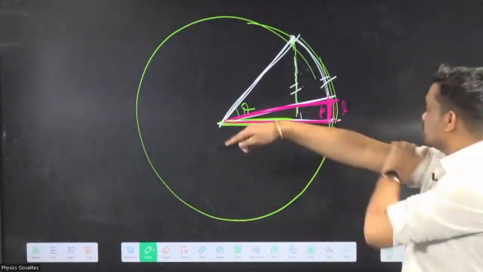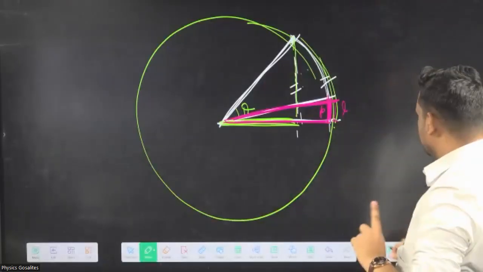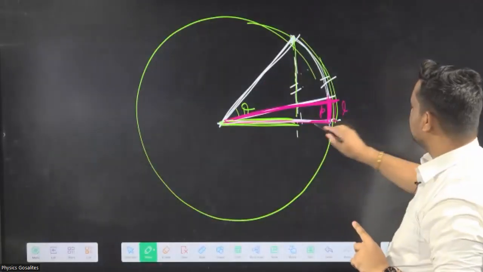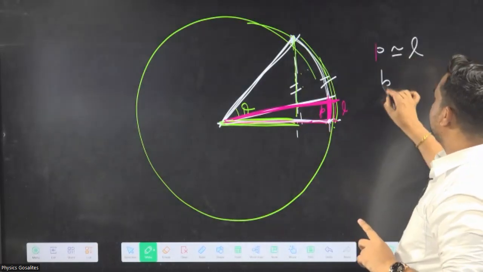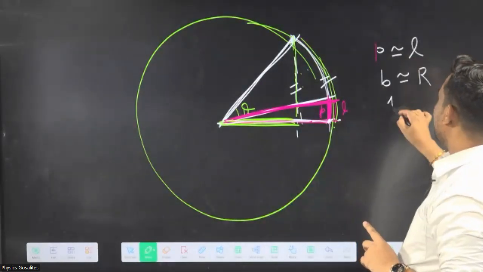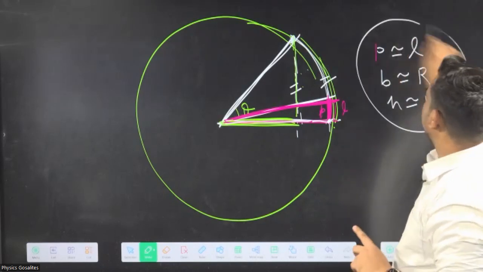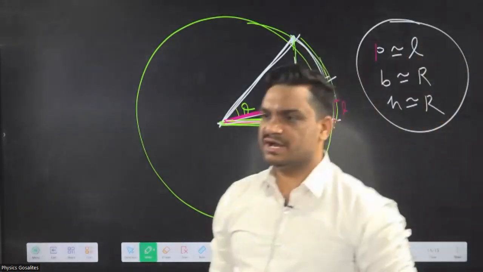So I can say that for a small angle, the base is small. Perpendicular P is almost equal to L, base is almost equal to R, H is equal to R. Do you agree with these things for a small angle?